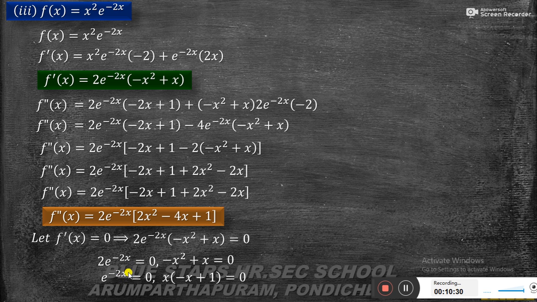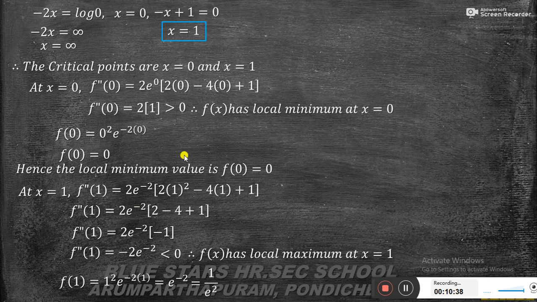So from this equation, e power minus 2x equal to 0, I take the log on both sides. So log of e power minus 2x equal to log 0. So log and exponential cancelled, so minus 2x equal to log 0 is infinity. So x equal to infinity, that means x equal to infinity by minus 2, which is minus infinity.